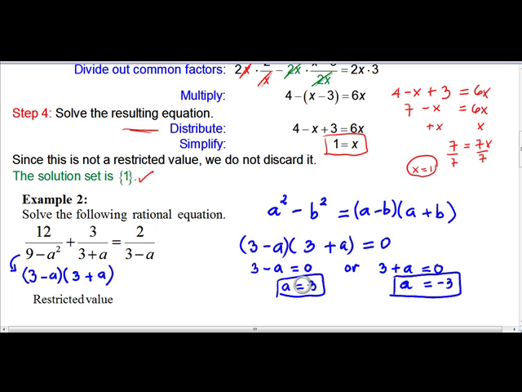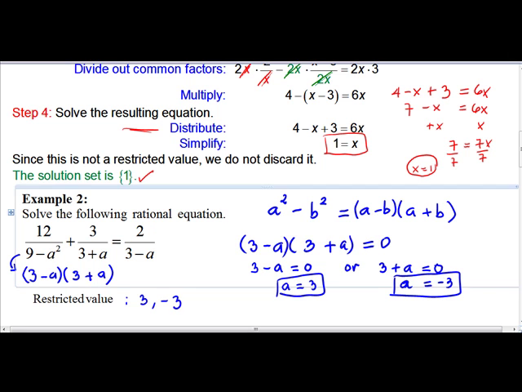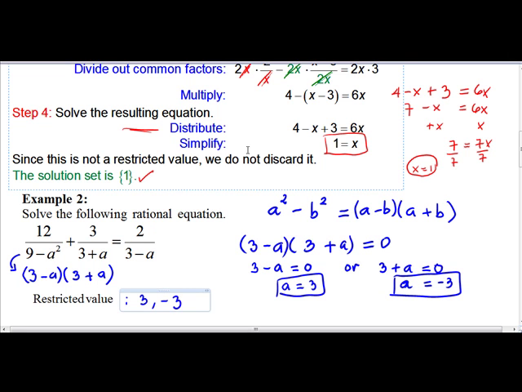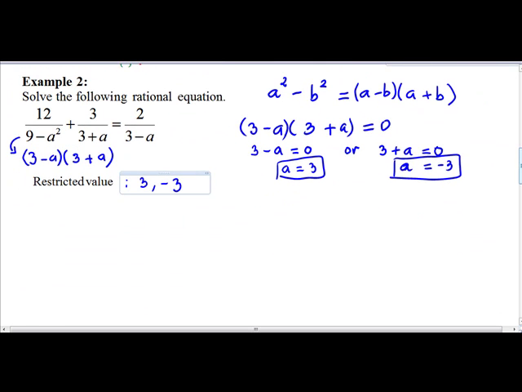Okay, so these are the two values of a that make the denominator equal to 0. So the restricted values should be 3 and minus 3. That's our first step. The second step, we're going to find the LCD.